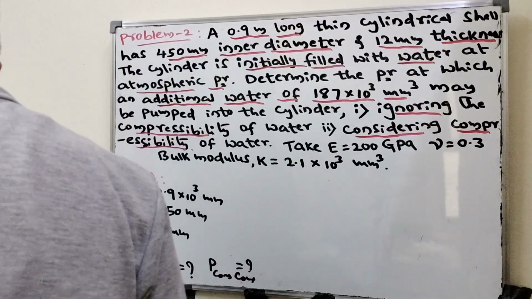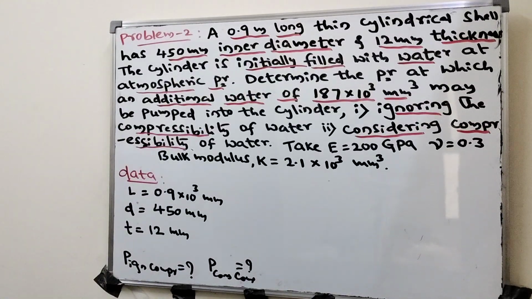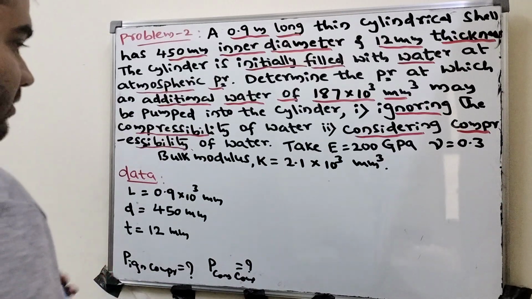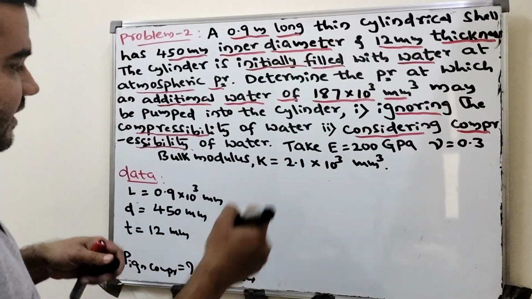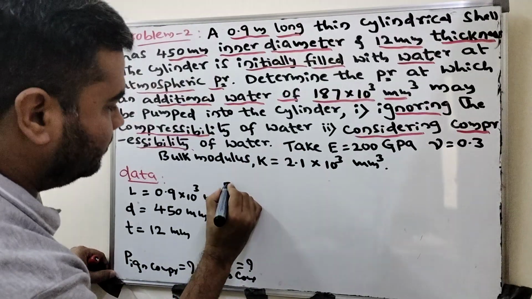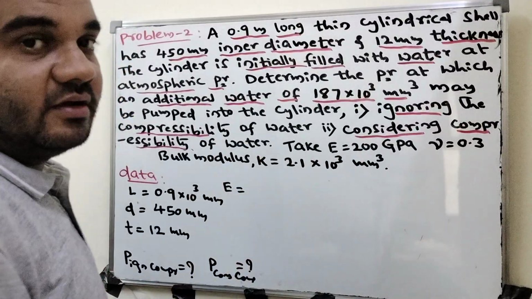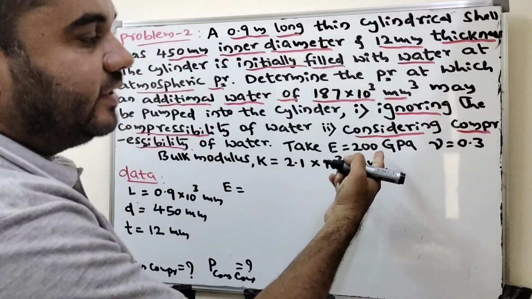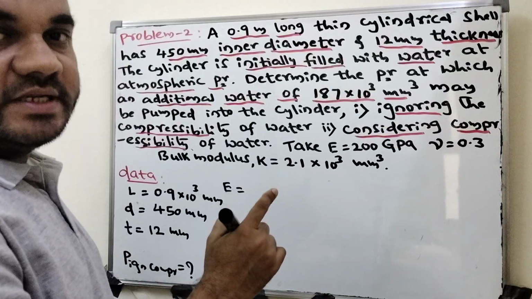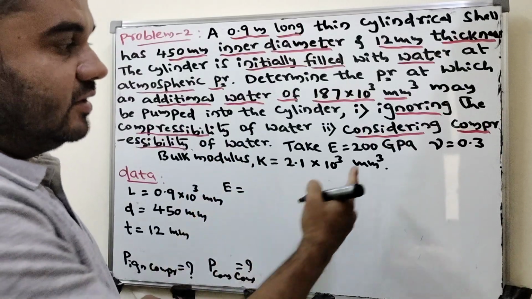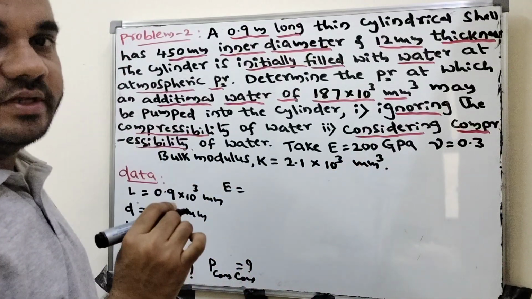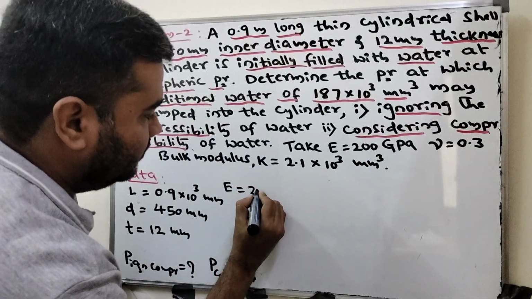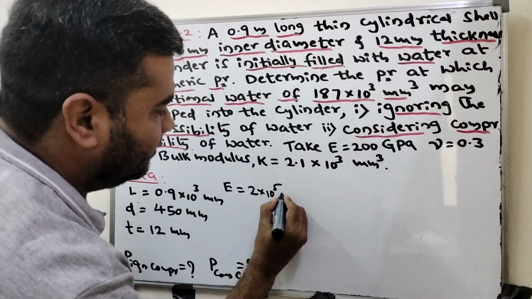This is the data given here. Let's note down the data. The Young's modulus is given, E equal to 200 GPa. 200 GPa is nothing but 200 into 10 raised to 3 MPa. MPa is nothing but Newton per mm square. So it is 2 into 10 raised to 5 Newton per mm square or MPa.